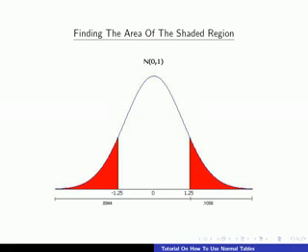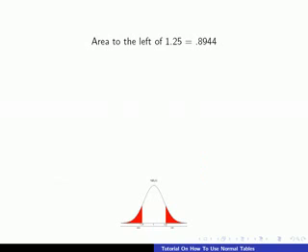So to work out the total area of our shaded regions, we first have to have that our area to the left of 1.25 is 0.8944. Again, we remember that the area under the curve is 1.